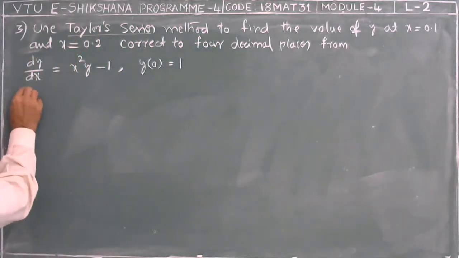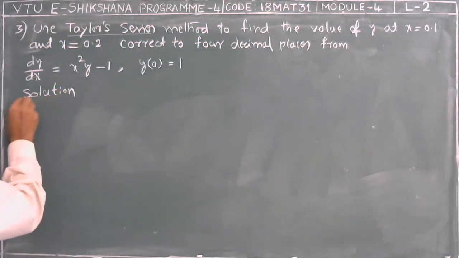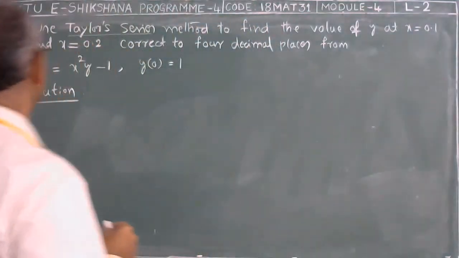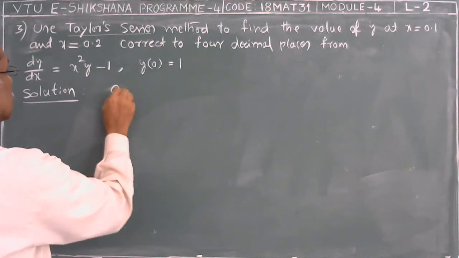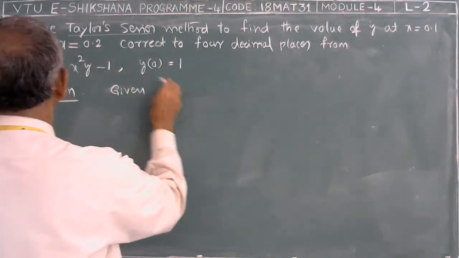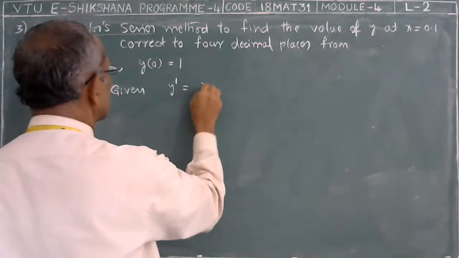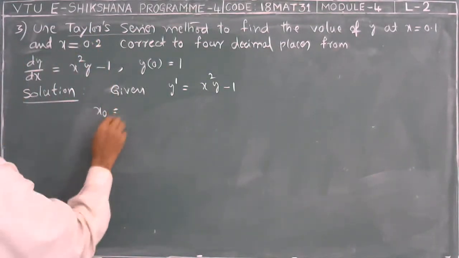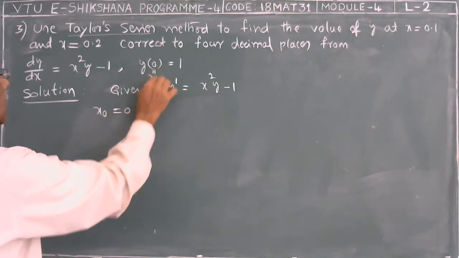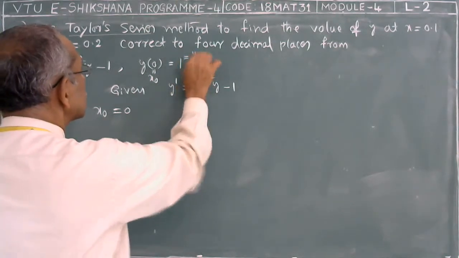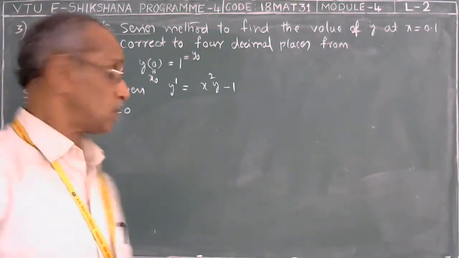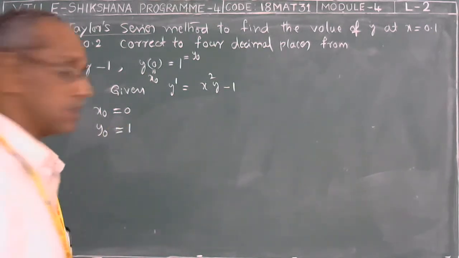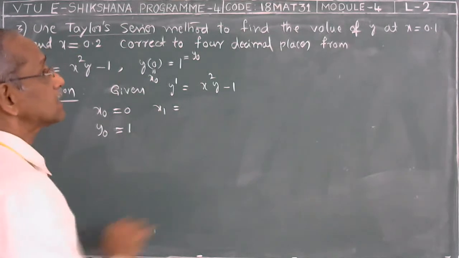So in the solution part, first let us write down what is given in the problem and also state what is to be done in this problem. Given y dash, that is the first derivative, y dash is equal to x square into y minus 1. Then x naught is given to be 0. This is your x naught and this is your y naught. Y naught is 1 and x naught is 0. So x naught is 0, the corresponding value of y naught is given to be 1. And next value of x is at 0.1.